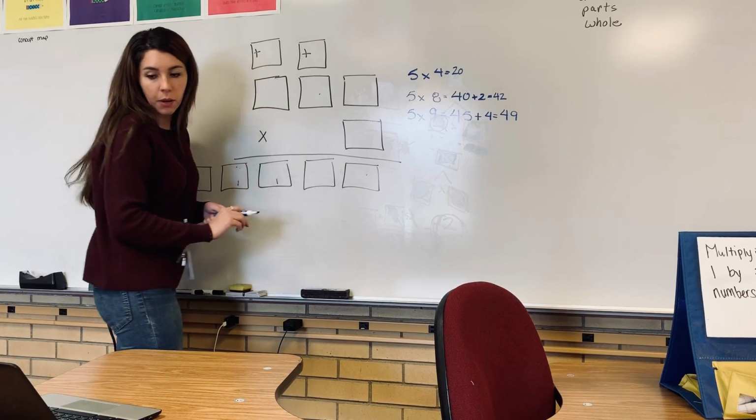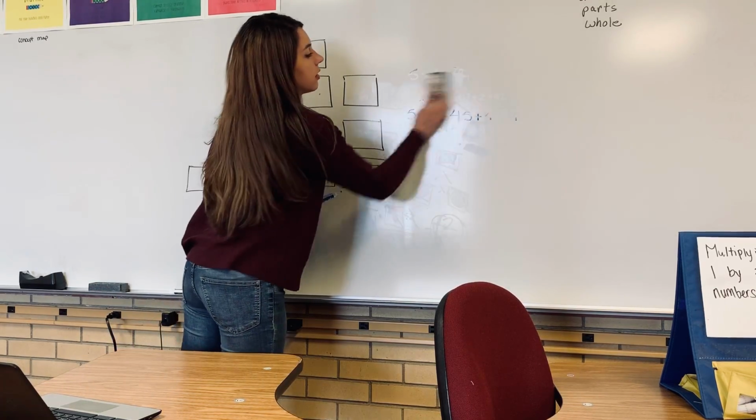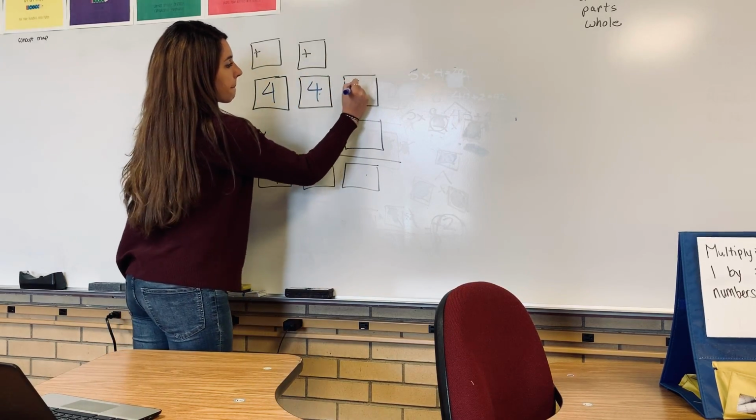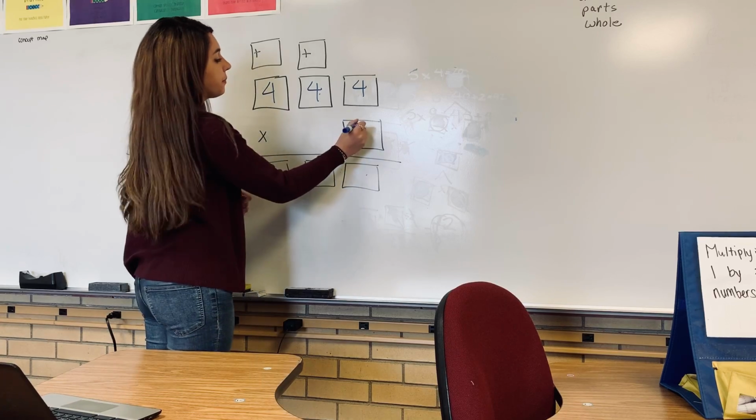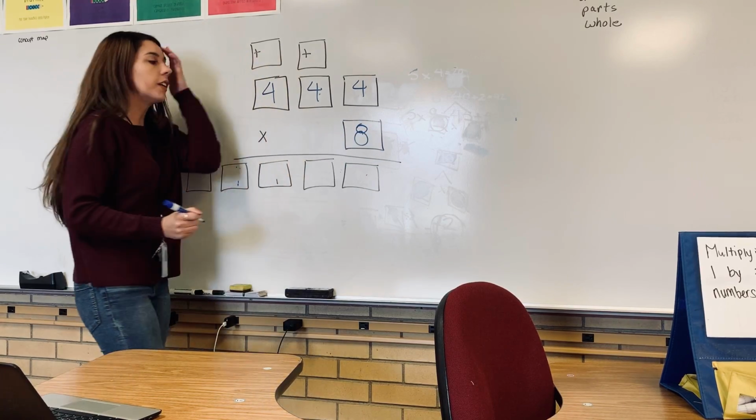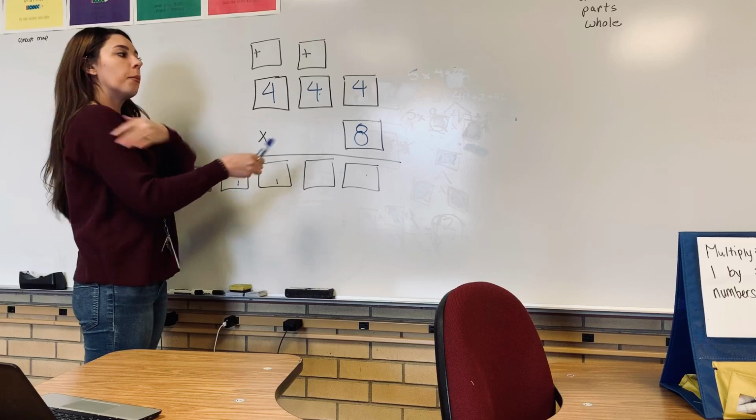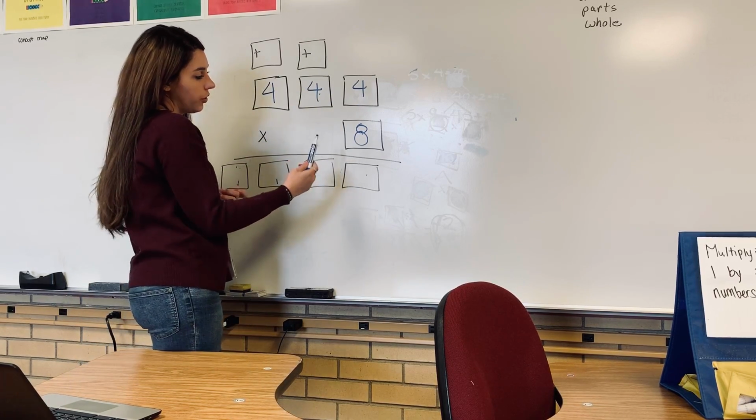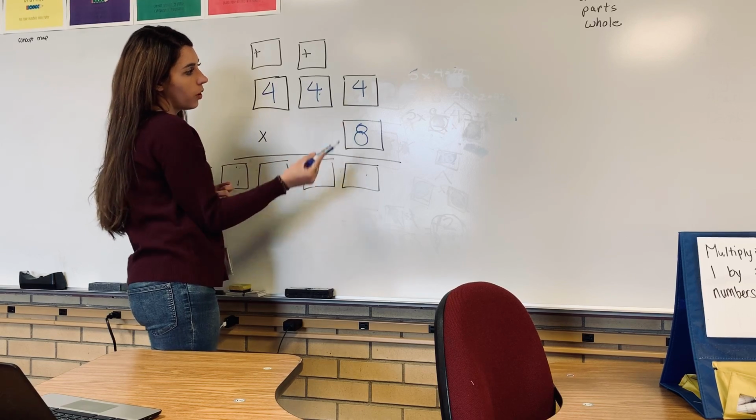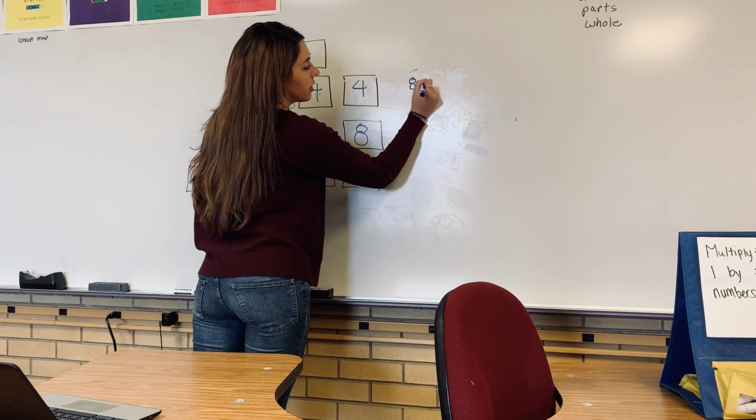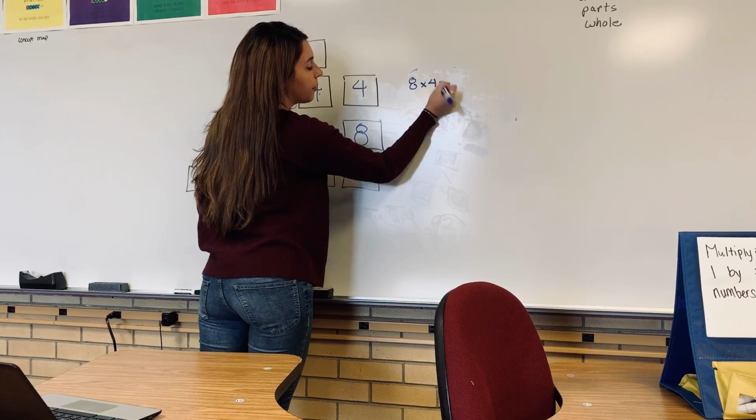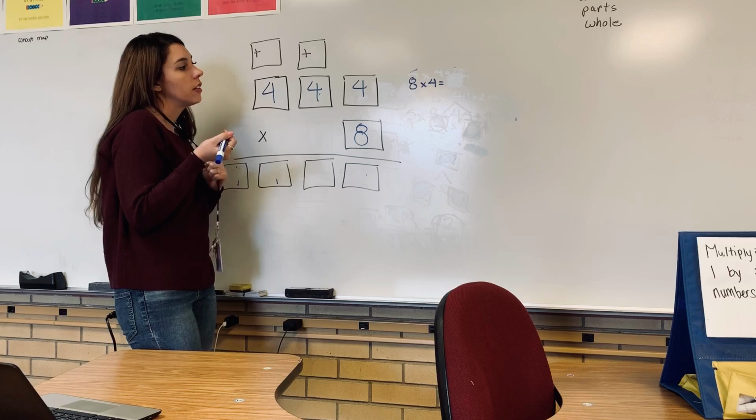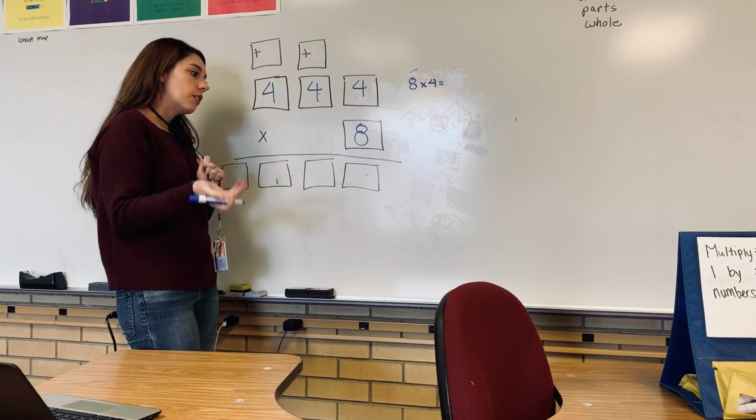Okay, next problem is 444 times 8. So this one, same thing, but it's going to be a little easier because you're just multiplying all the same numbers. So you'll start here, 8 times 4, 8 times 4. Once again, grab your graphic or your multiplication chart or calculator. 8 times 4 is 32.